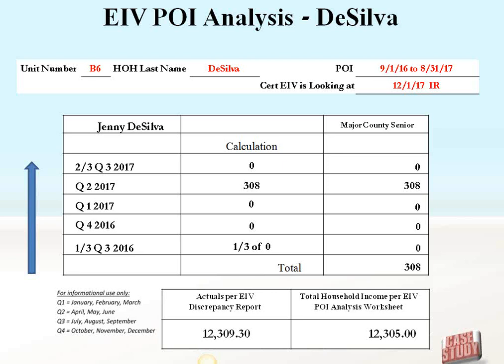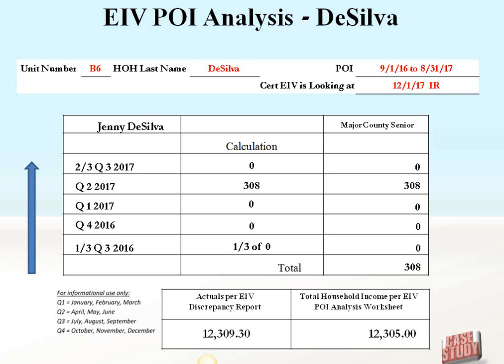So here we've got dirty quarters, close counts. Are we close here? And when I say close, it's usually within $50. Are we close within $50? Yes. So we now know what EIV was seeing during this period of income as income, and that's why it thinks you should have put the 12,309.30. So are we done?